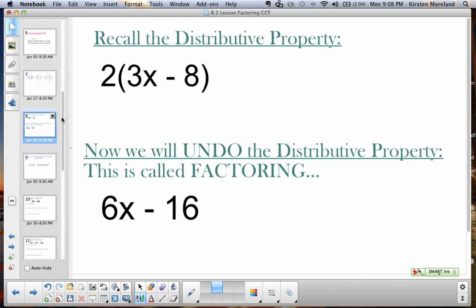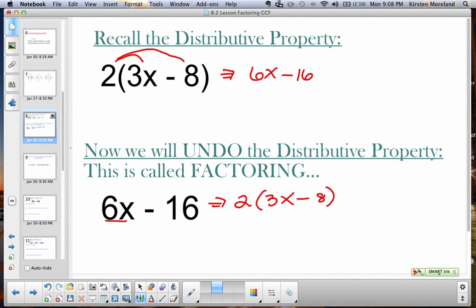Right? Now we're going to move on to remembering the distributive property. So remember the distributive property: you multiply it through, so you would get 6x minus 16. We're going to now go backwards and undo the distributive property. That's factoring. So you're going to say, okay, I'm going to pull a 2 out of here. What's left? That's a 3x and an 8. You divide each term by the 2 because it gets pulled out front, and you're left with that in the parentheses.